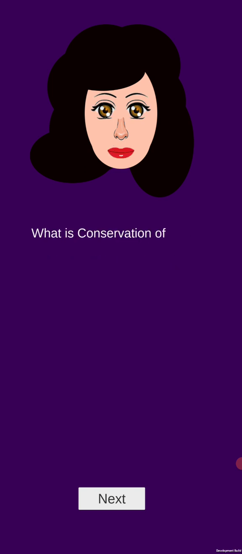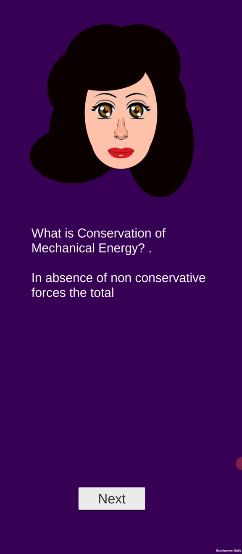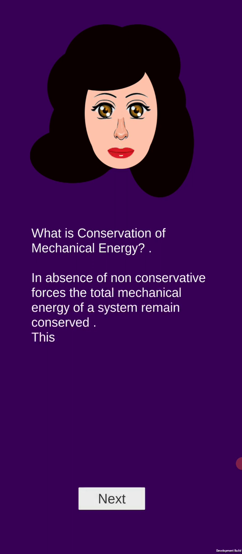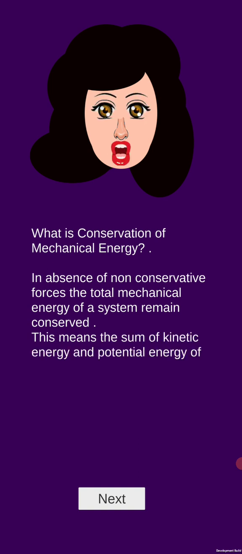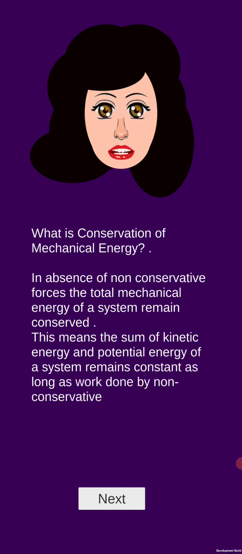What is conservation of mechanical energy? In the absence of non-conservative forces, the total mechanical energy of a system remains conserved. This means the sum of kinetic energy and potential energy of a system remains constant as long as work done by non-conservative force is zero.